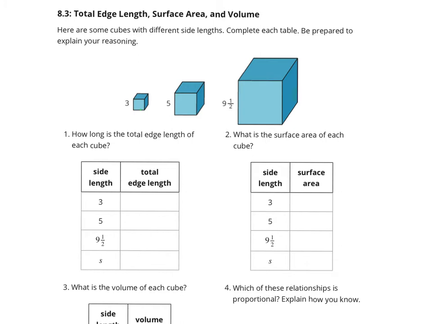Okay, as we turn to this next part, this is a little bit long, and it's why I wanted to break the lesson down into 2 parts. A little bit of geometry here. Okay, so what we have is cubes. Here it says, here are some cubes with different side lengths. Complete each table. Be prepared to explain your reasoning.